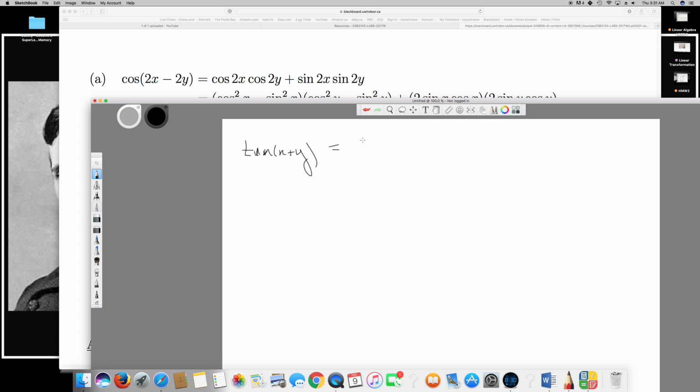Let's do it. Sin(x plus y) over cos(x plus y). If I expand sin(x plus y), it's going to be sin x cos y plus cos x sin y, over cos(x plus y), which is going to be cos x cos y minus sin x sin y.